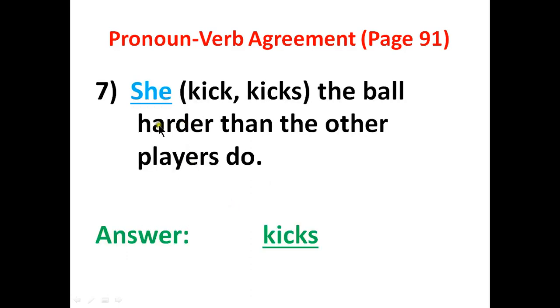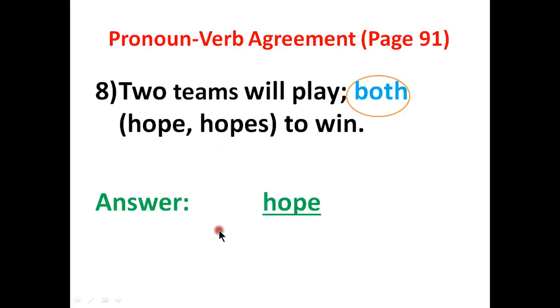Number 7. She kicks the ball harder than the other players do. Underline she and write kicks on the line. Number 8. Two teams will play. Both hope to win. Both will be circled because it is an indefinite pronoun. And for this indefinite pronoun, you will choose the verb hope.